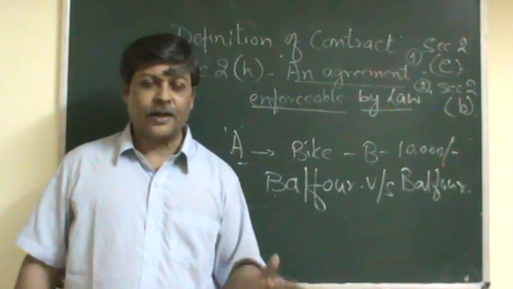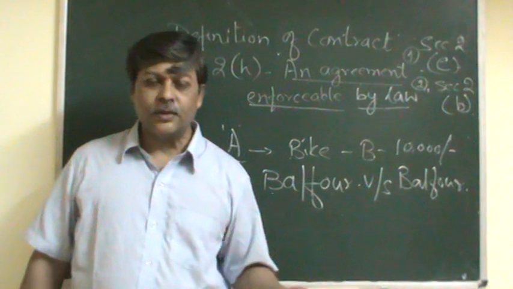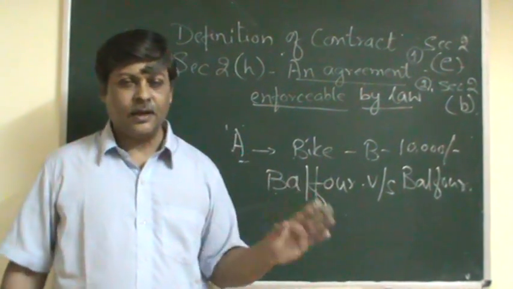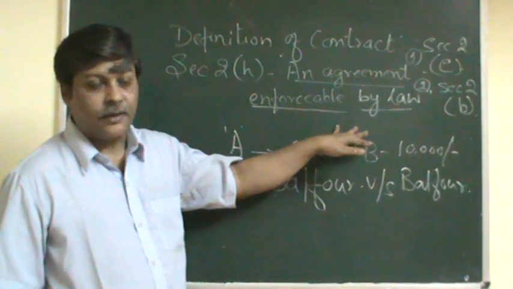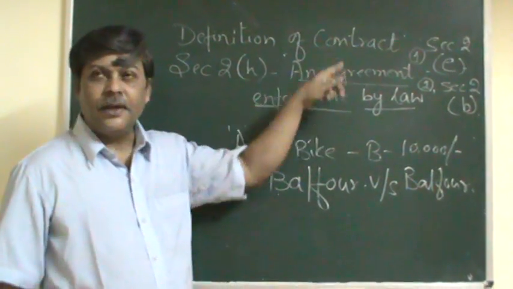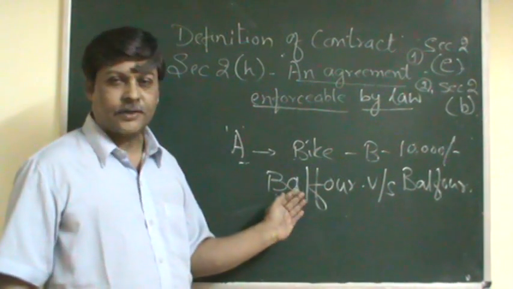If it is a forbidden act, a social agreement, or a domestic agreement, those cannot be entertained in the law. So they are not enforceable, they are unenforceable. Here, you should understand the term contract.